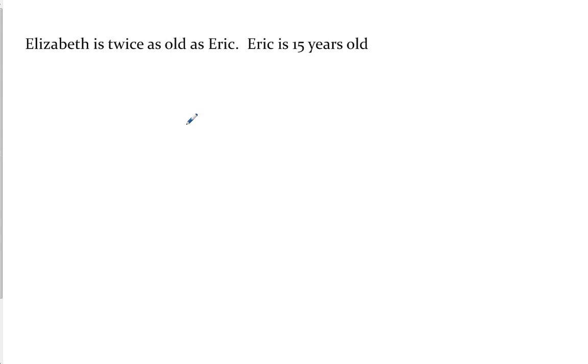Okay, same here. The students have already identified what was missing: Elizabeth's age. We saw the keyword twice, and we know Eric is 15. So I say to them again, how would you solve this problem? And they said, well, we would do 15 times 2. And I said, okay, so we all know that the answer is 30. So we'll put an equal sign here, and then I draw our mirror line.